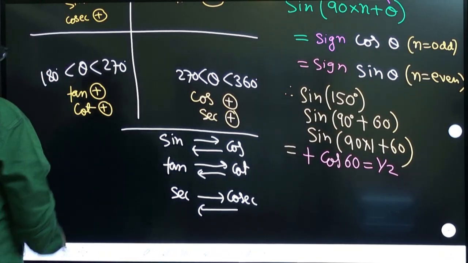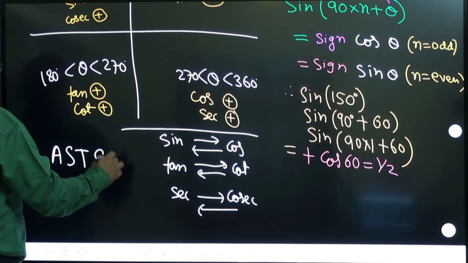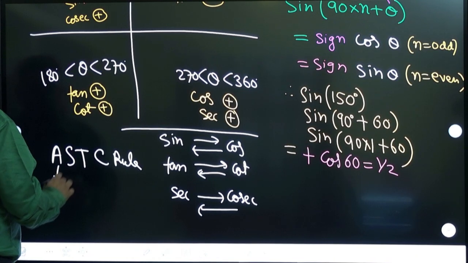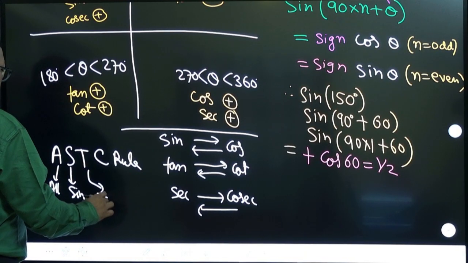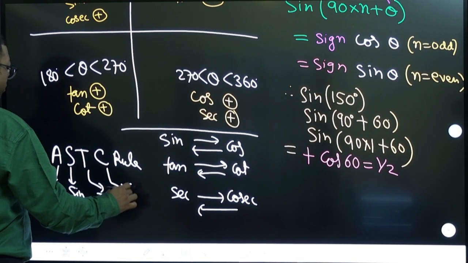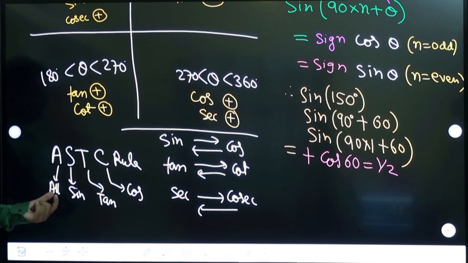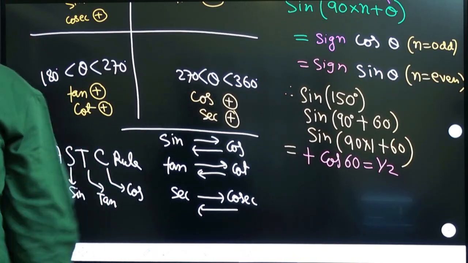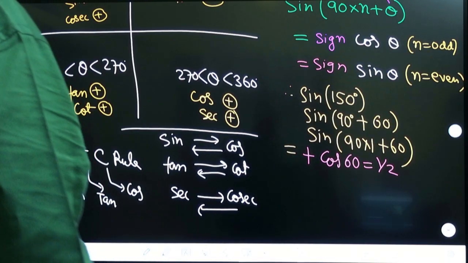ASTC rule, it is called the ASTC rule. So A means all, S means sine, T means tan, C means cos. So in the first quadrant all are positive, in the second quadrant sine is positive, in the third quadrant tan is positive, in the fourth quadrant cos is positive. But see, I don't have to do this because this is just a waste of time.